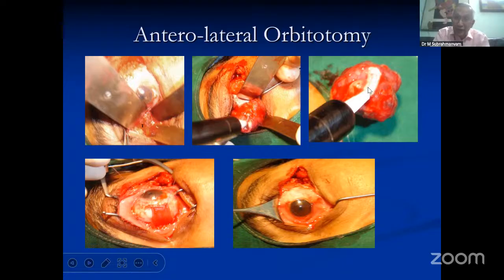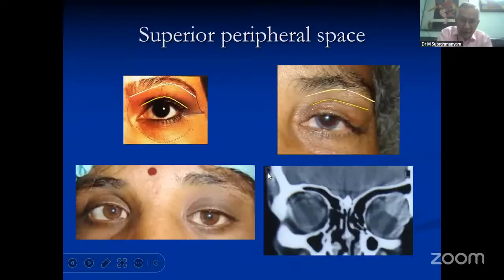So never do this dissection blindly. That is very, very important. As long as we don't do the dissection blindly, we do not cause damage to the optic nerve, and the vision will not be lost. Then the medial rectus has been reinserted to its insertion. The peritomy is closed. Then the canthotomy will be closed.